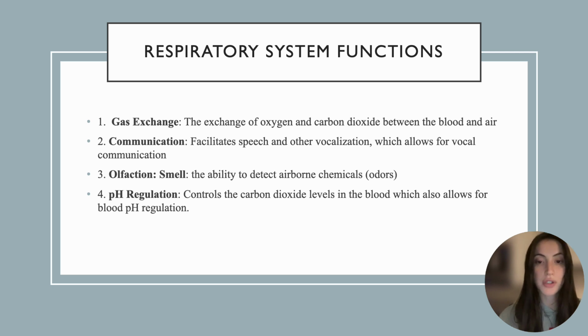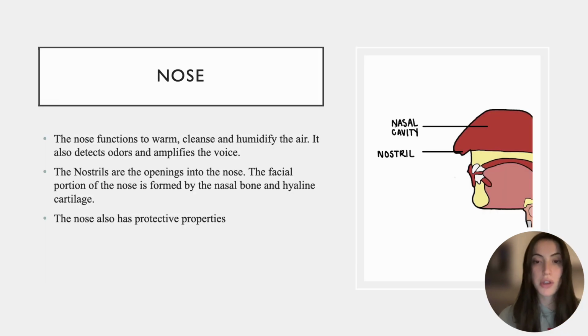So the first structure that I'm going to talk about is the nose, and this will be the entry point of air into the respiratory system. The nostrils are the openings into the nose, and the facial portion of the nose is formed by the nasal bone and hyaline cartilage. The nose functions to warm, cleanse, and humidify the air. It also detects odors and amplifies the voice. It also has protective properties.